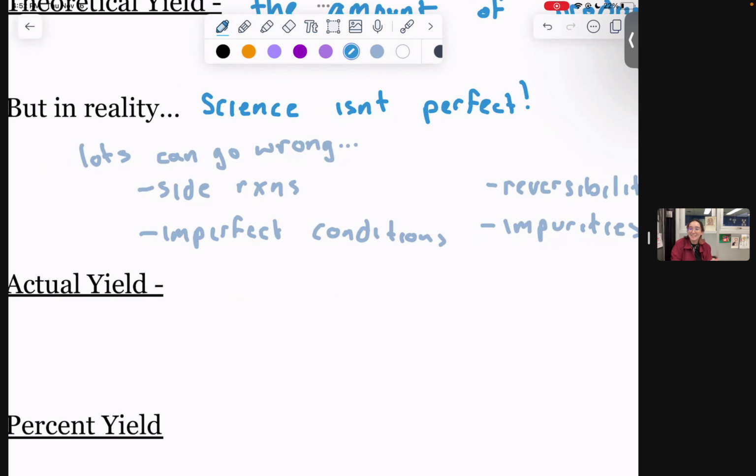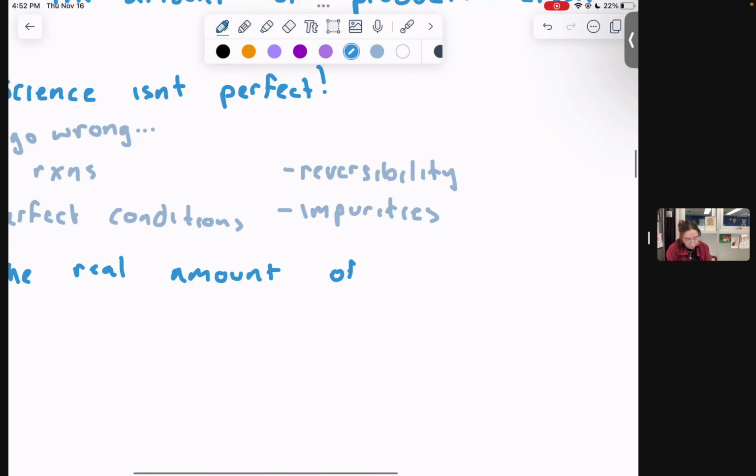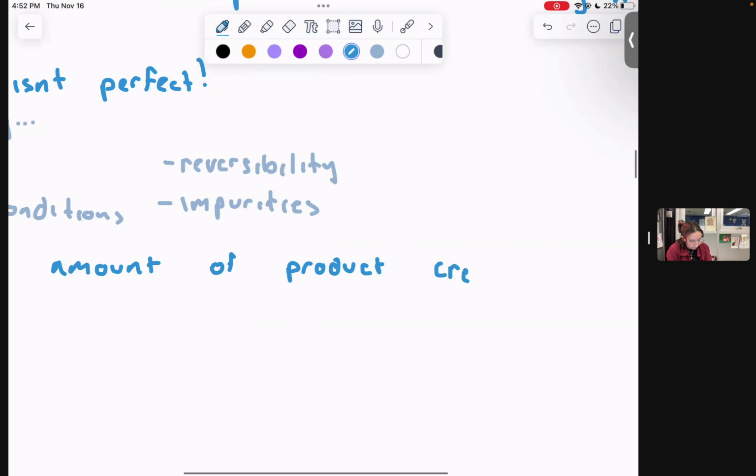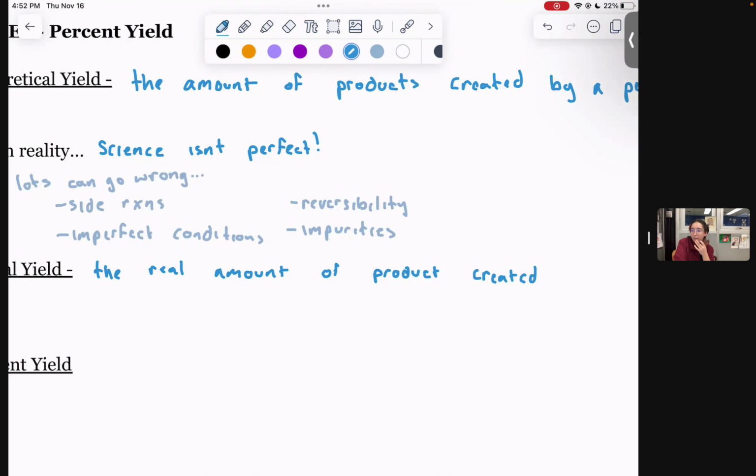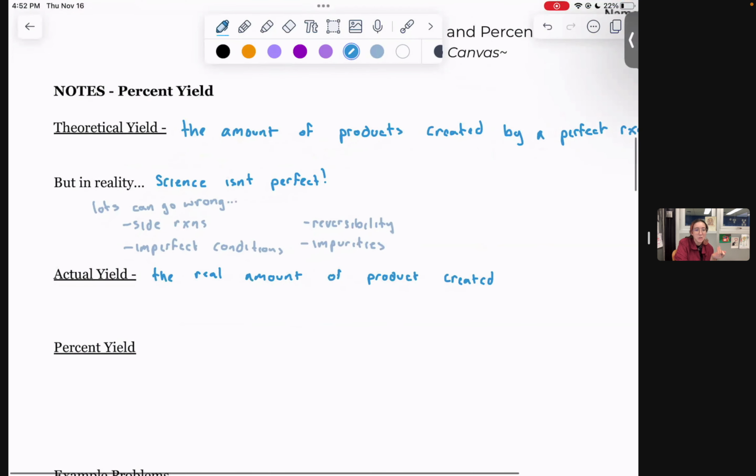So what we actually get is our actual yield. That is the actual amount, the real amount, of product created. It's kind of similar to efficiency. It's not exactly the same, but kind of like that. Different reactions, and depending on how someone does it, you're going to get different amounts of product out, even if you expected a certain amount out. So kind of the same concept.